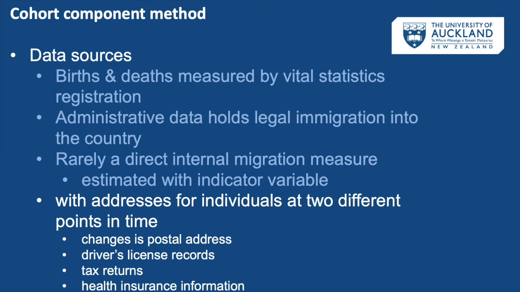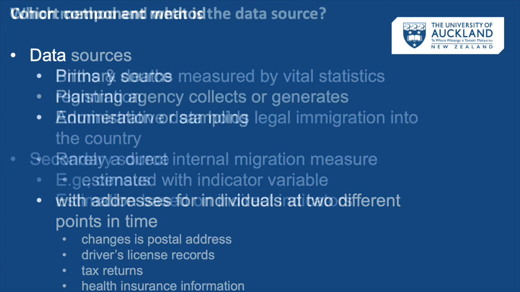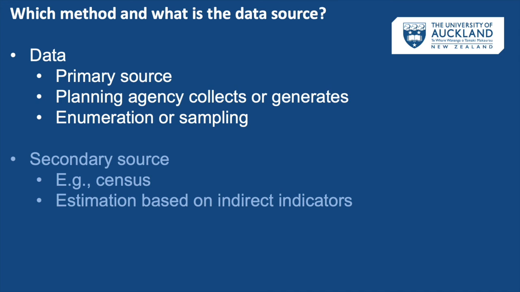Some sources of such data may include things like changes in postal address, driver's license records, tax returns, or health insurance information. So which method should you choose when you're developing projections or forecasts, and what's the data source? This depends on the data available. So some things that you might want to consider is, do you have data that is a primary source of data or a secondary source of data?